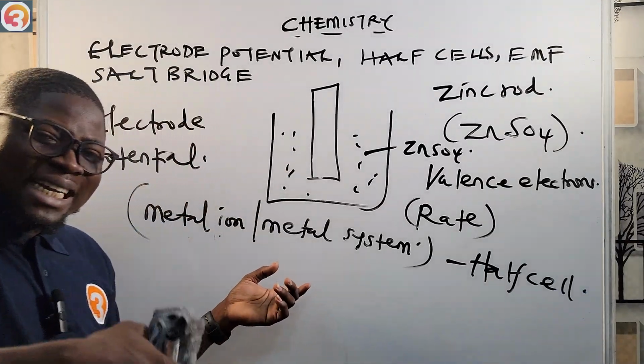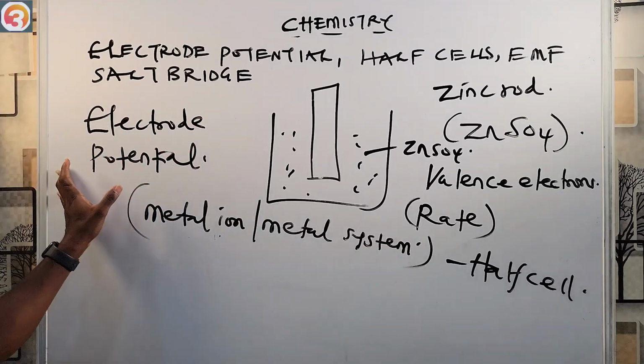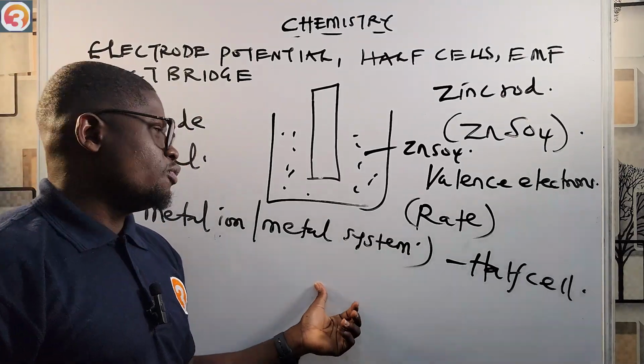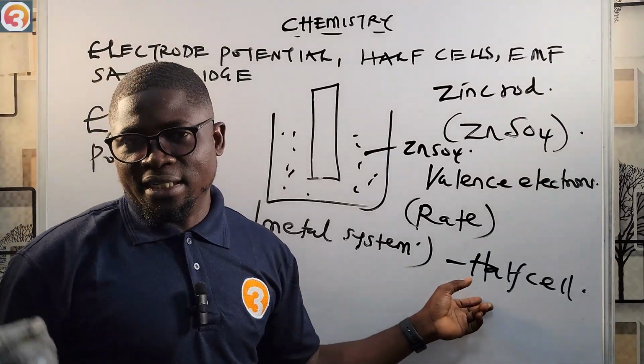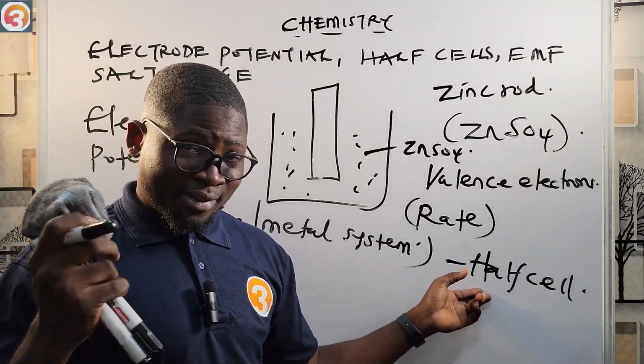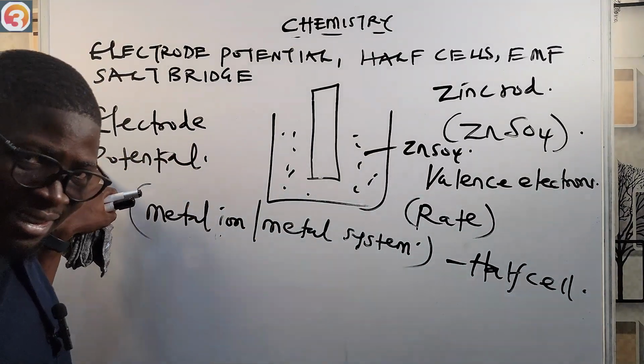That potential difference set up between the metal rod and the solution of the salt is what we call the electrode potential, while the metal ion or the metal system itself is called the half cell. Clear? All right.